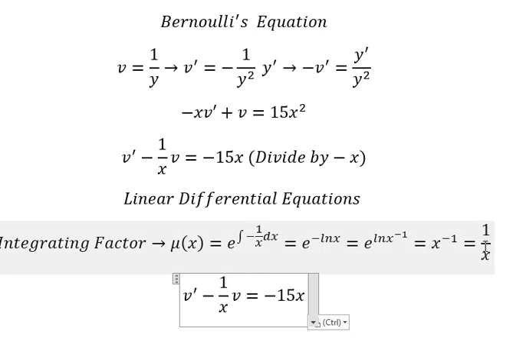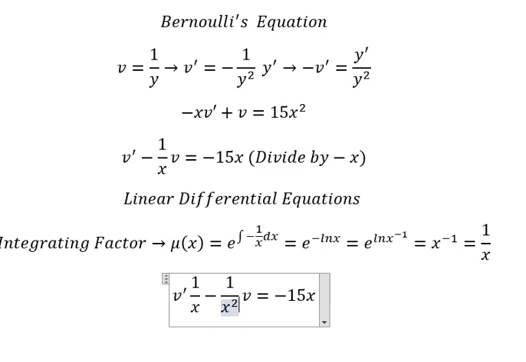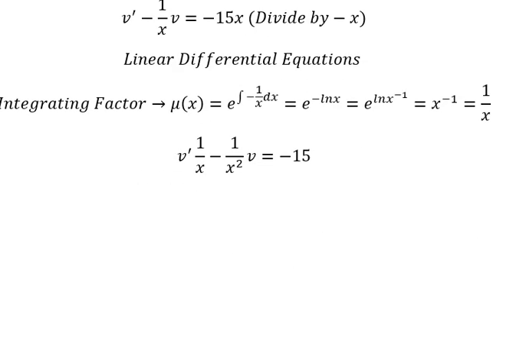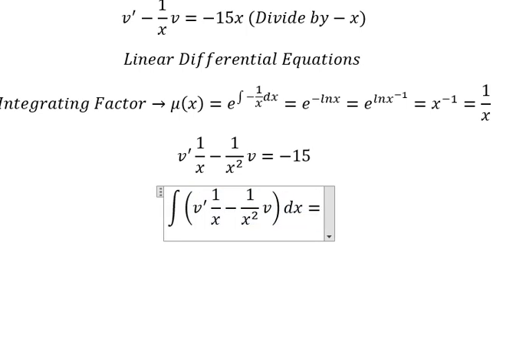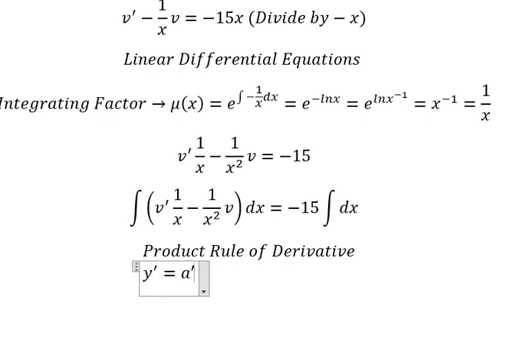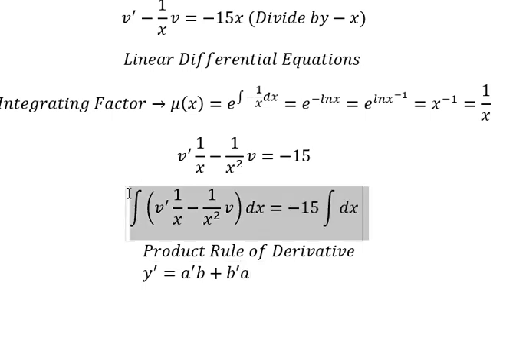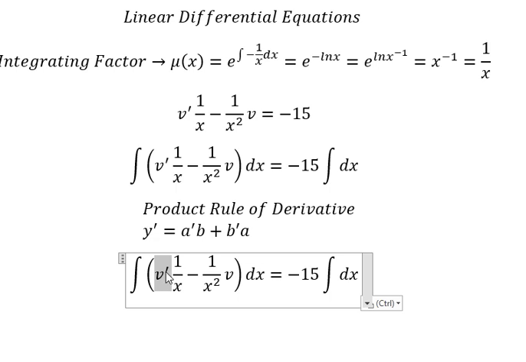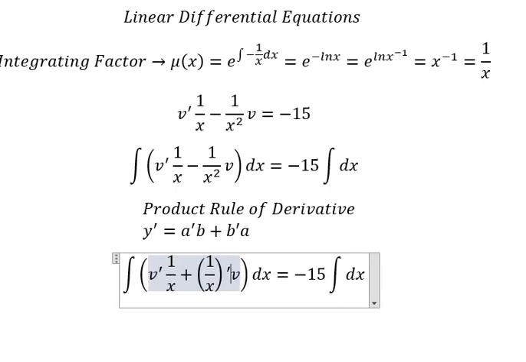That means we need to multiply both sides by this one. Next, we put the integration for both sides. So we can use the product rule of derivative. So we have first derivative of y equals to first derivative of a multiplied by b plus first derivative of b multiplied by a. So we have first derivative of a multiplied by b. This one, that is about first derivative of b multiplied by a.